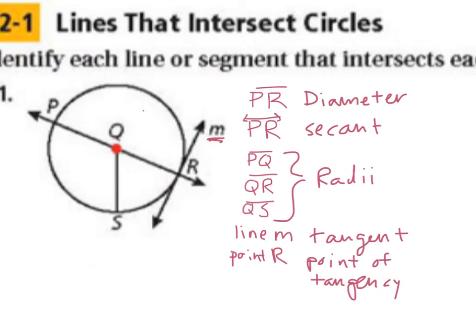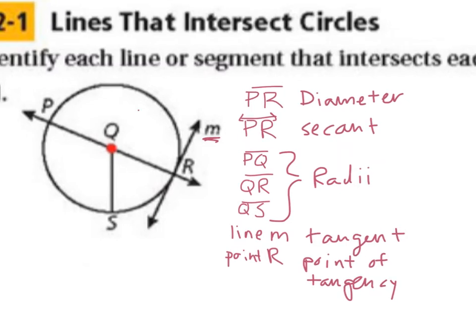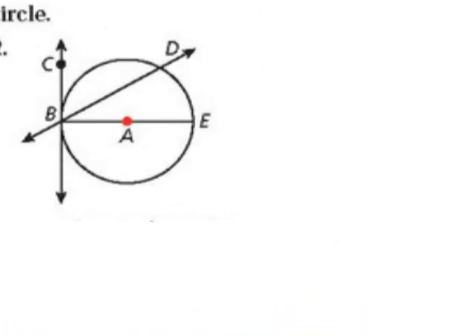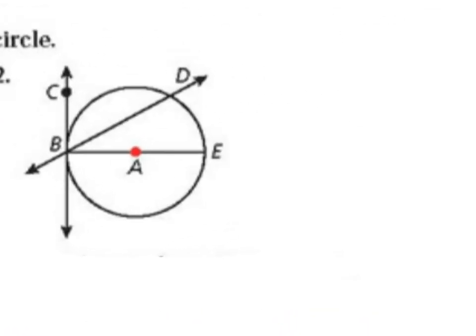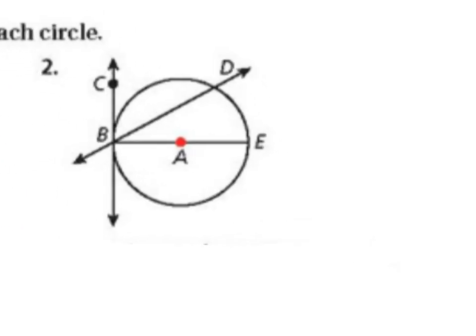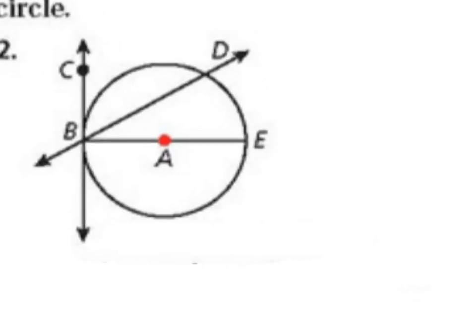Okay, let's look at number 2. So again, I'm just going to name all the lines and segments that we have here first, and then we'll go back and name them. So we have segment BE, segment BA, or I'll just call it AB.